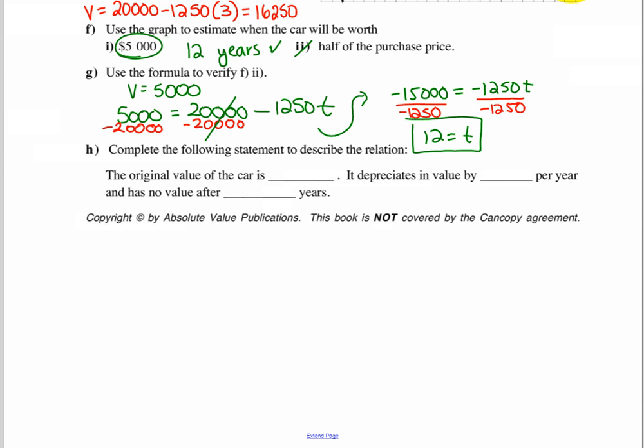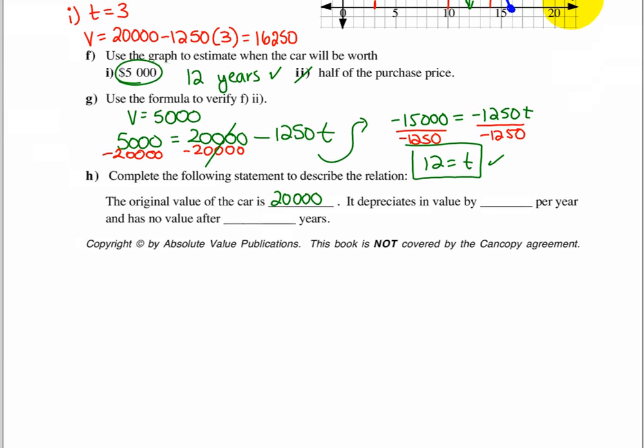Yay! This time it worked out. 12 years. Okay, the original value of the car is 20,000. It depreciates by how much per year? How much did it go down every year?